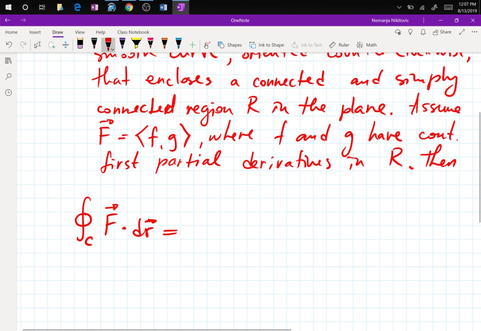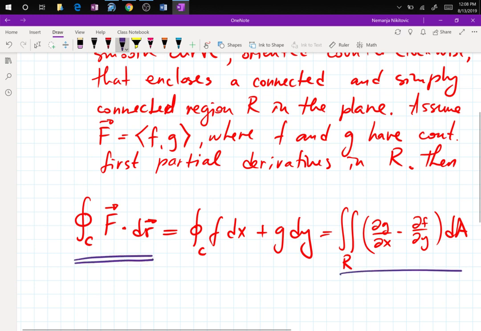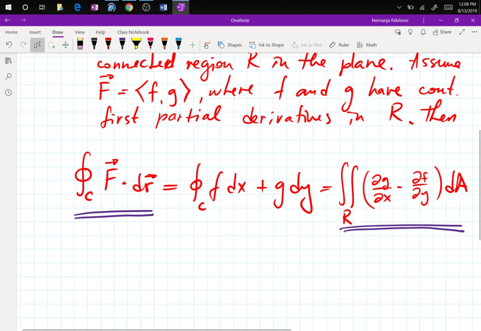So you can also write it in the exploded form, which is what we saw yesterday. And here is the $1 million part. You can write that as a double integral of dG/dx minus dF/dy dA. Technically, this equals that. That's the part that we are looking at.